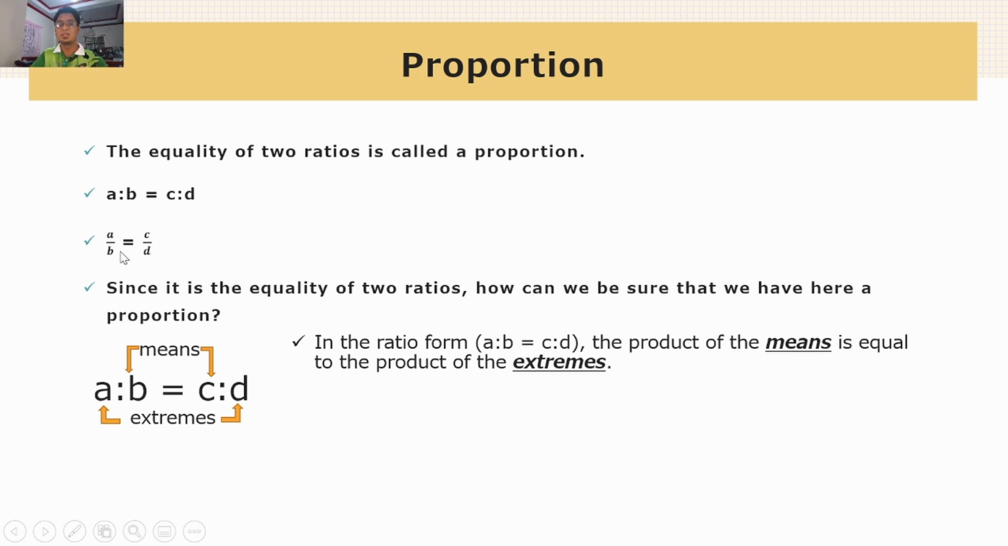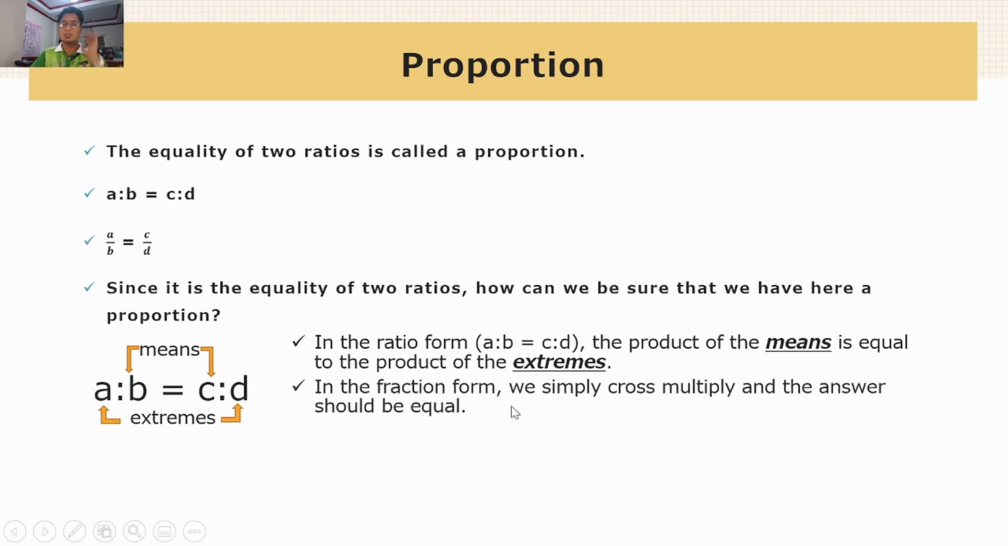Now, what if the given is in fraction form and not in a ratio form? So, in the fraction form, we simply cross-multiply and the answer should be equal. So, ito yun, di ba? So, cross-multiply, ayun. Now, my suggestion is, pataas lagi yung multiply natin dito sa proportion. So, that is A times D. Sa kabila, B times C. That will give us AD is equal to BC. Or A times D is equal to BC. Ganun din po dito. BC is equal to A times D. So, they are the same.